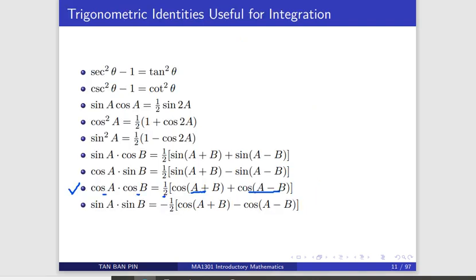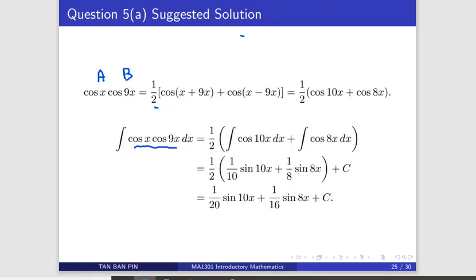cosine A cosine B is half cosine A plus B plus cosine A minus B. Then you have cosine A plus B, so x plus 9x. If you take A to be x, B to be 9x, then here will be x minus 9x. So this will give you cosine 10x, and this part will give you cosine minus 8x, which is the same as cosine 8x.